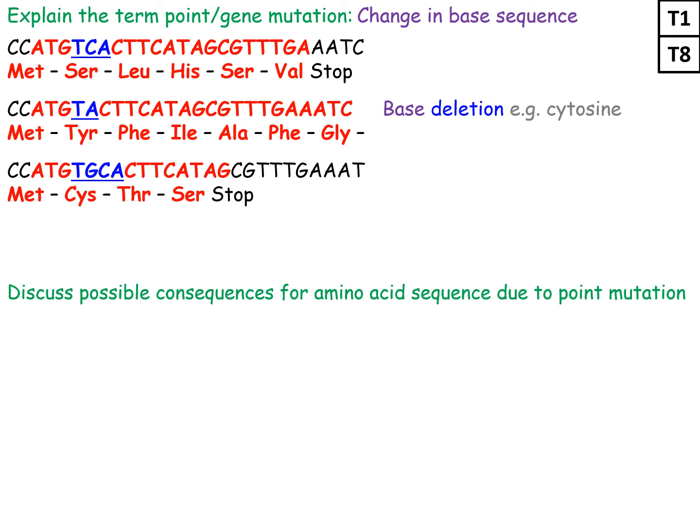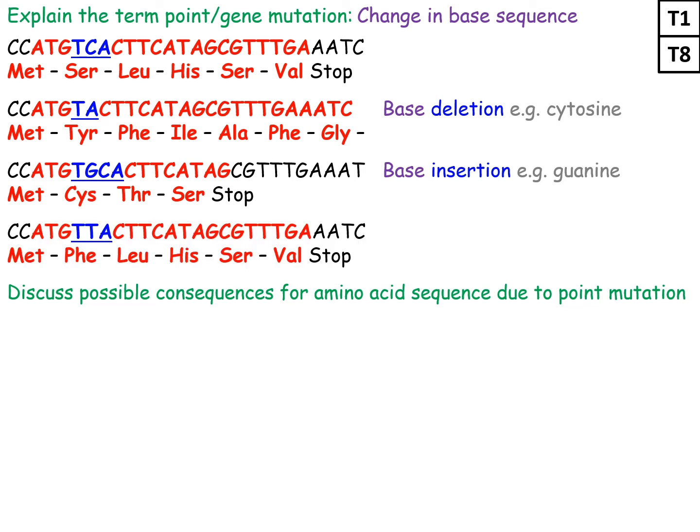Here's another example of a point mutation. So in this example, we've got a guanine base that's been inserted. So this is known as a base insertion. And then the last example, you can see that the cytosine is substituted for a thymine nitrogenous base. Every other base is still the same. So this is known as a base substitution.